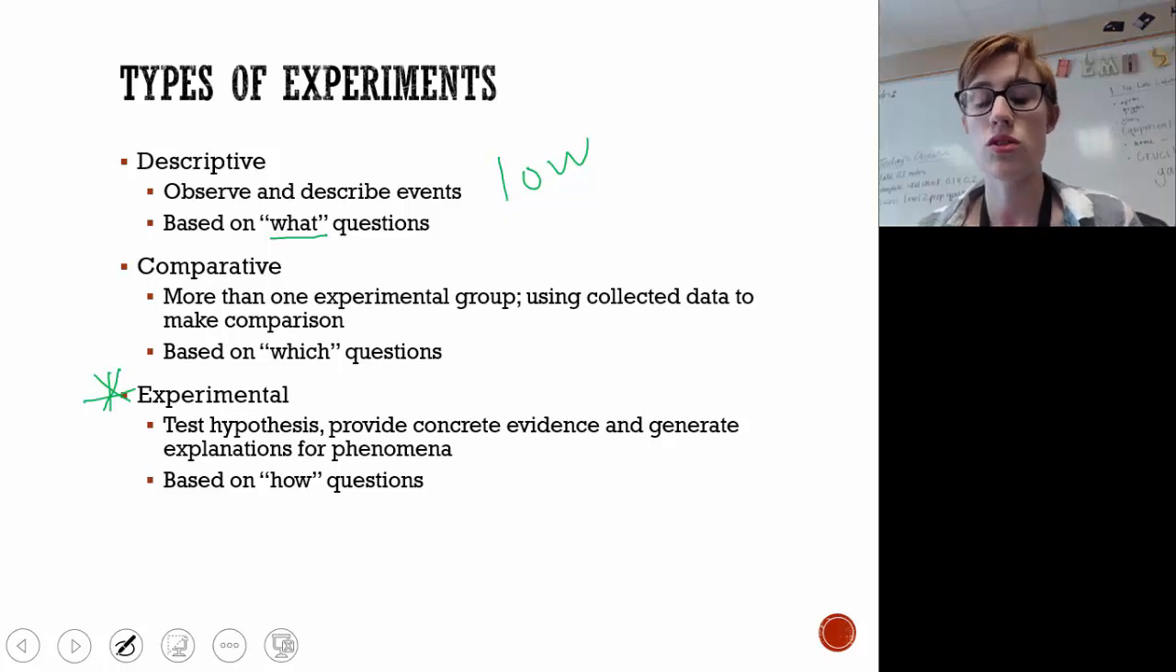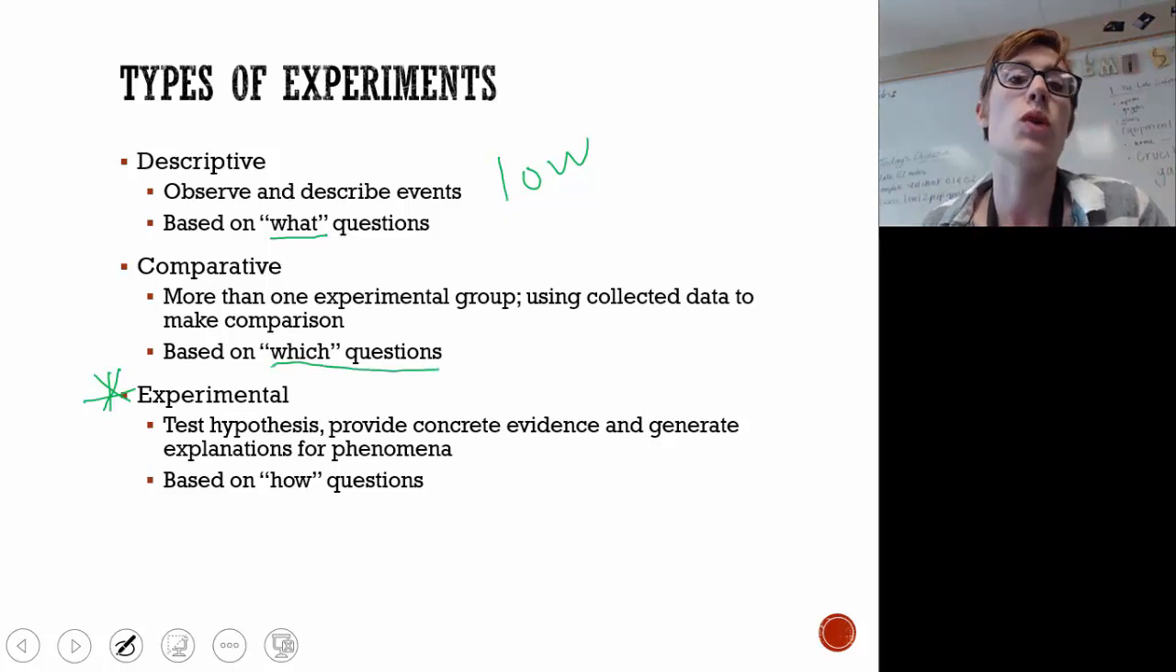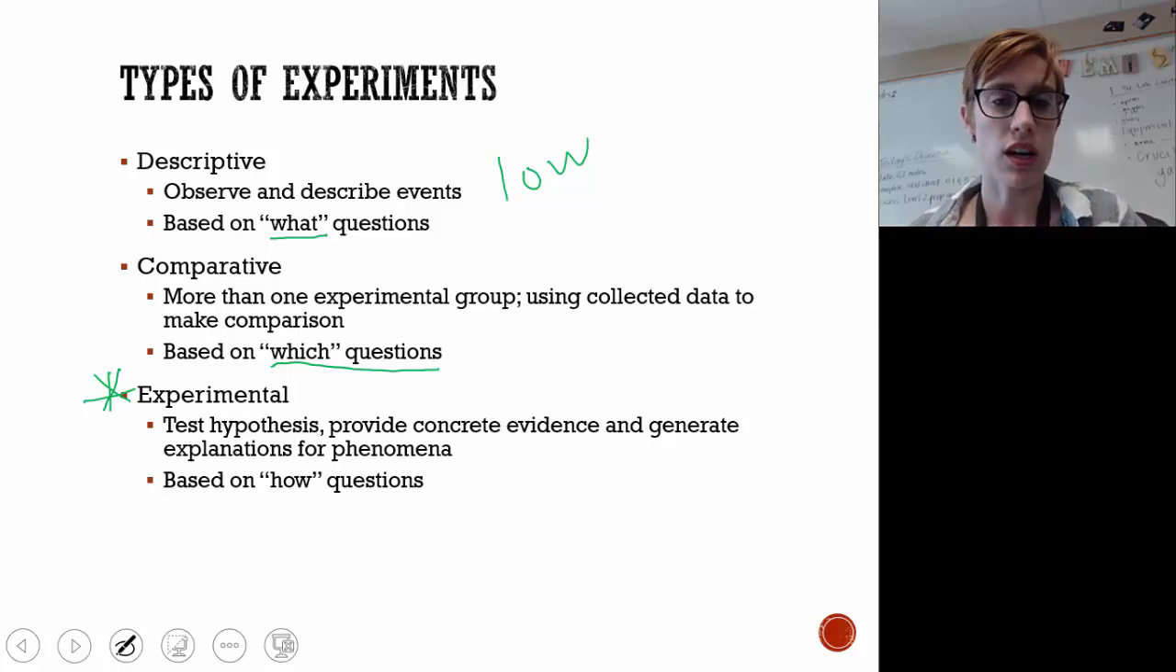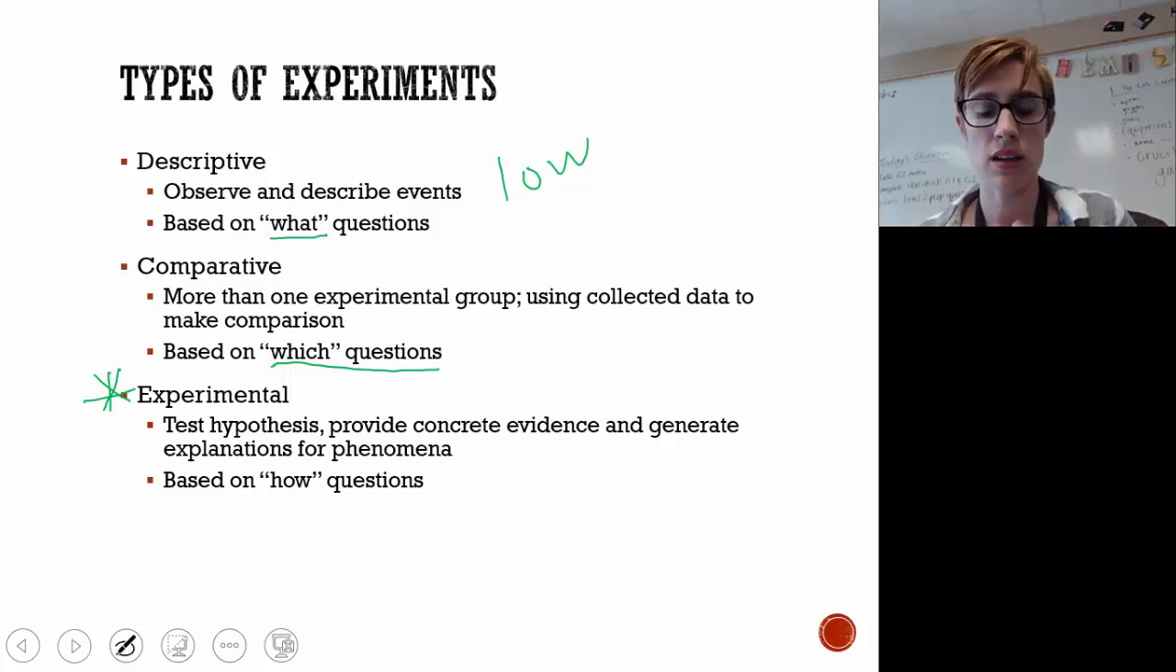Comparative experiments are definitely more higher level. It's when you take two different groups. You have an experimental group and another experimental group, and you essentially do something to those groups and then you compare the results. So these types of experiments are usually based on which questions, such as which candy gives you more energy, or which soda has more calories. So they do use critical thinking, but they're not the highest level of experimenting.